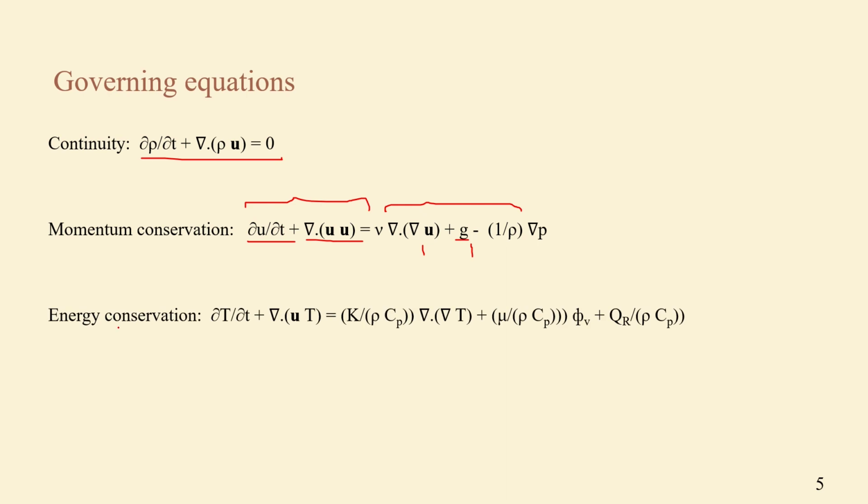And this is the energy conservation equation. It is given by dou T by dou t plus del dot uT is equal to k by rho cp into del dot del T plus mu by rho cp phi v plus qr by rho cp. And species conservation is given by dou rho Yi by dou t plus del dot rho u Yi is equal to del dot gamma del Yi plus Si. Y is nothing but the concentration of that particular species inside the system, the ith species, in terms of mass fraction, I guess. So now we'll go to question 1.